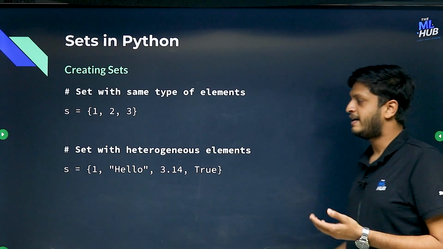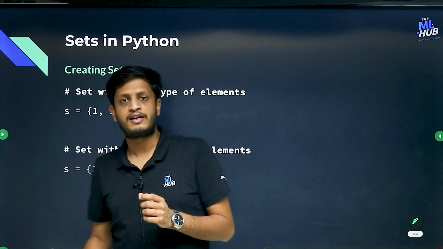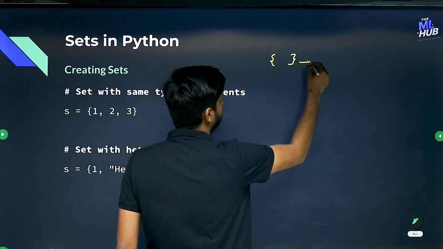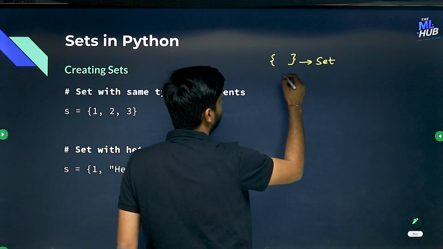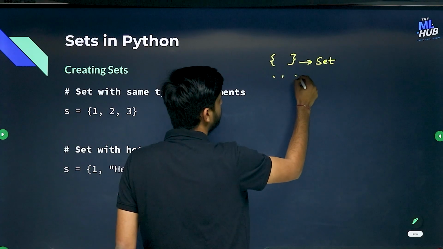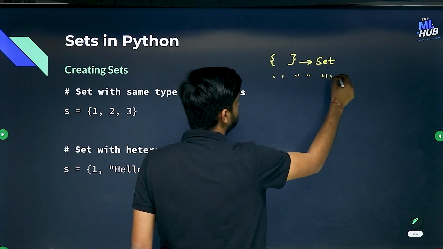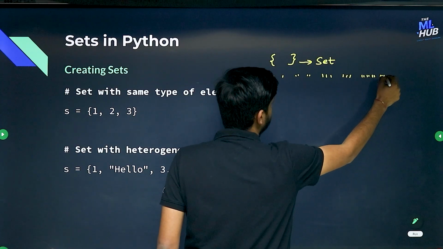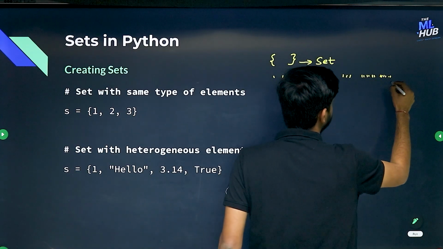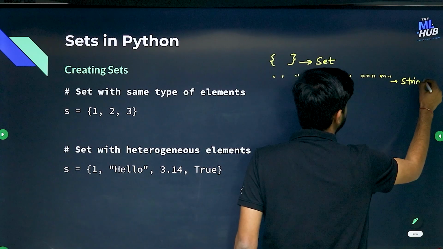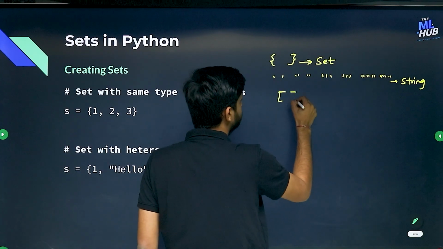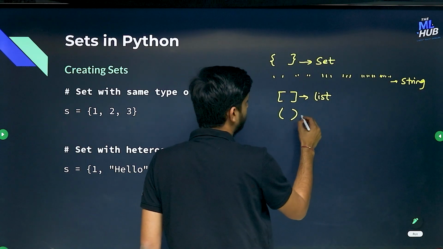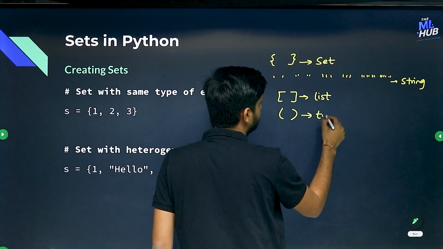So how do we create sets? A set in Python is created using curly brackets like this. Till now we have seen a string can be created using single quotes, double quotes, triple quotes like this. Right? Strings can be created using single, double or triple quotes. And square brackets are used to create a list. And round brackets or parentheses are used to create tuples.